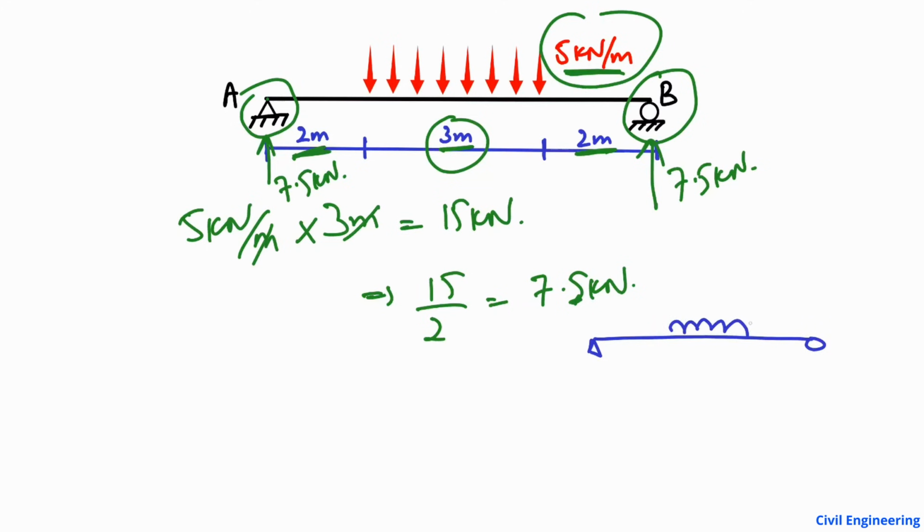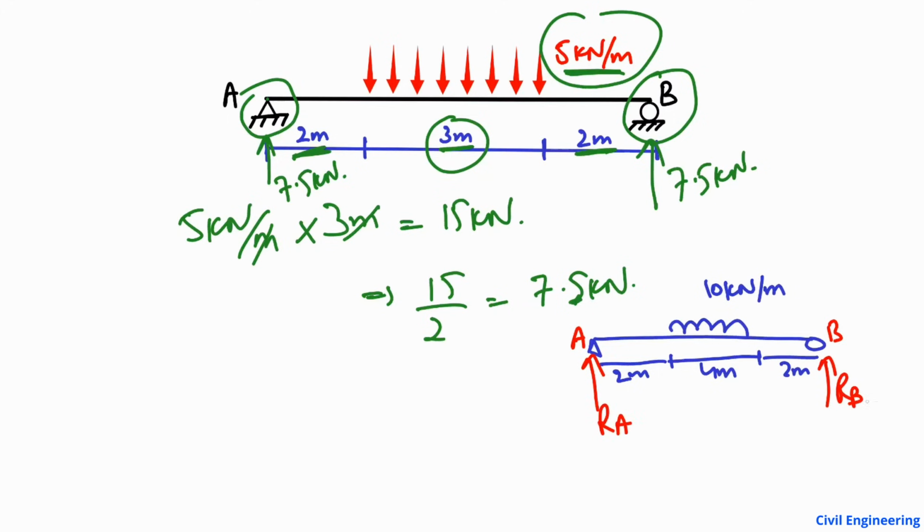and let's suppose 10 kilonewton per meter is the load acting, and the load is distributed only on 4 meter length, for example, and this distance is the same, for example 2 meter, again 2 meter here and 2 meter here. So we want to find out the support reactions here at point A and point B. This is RA, this is RB. So how to find it?